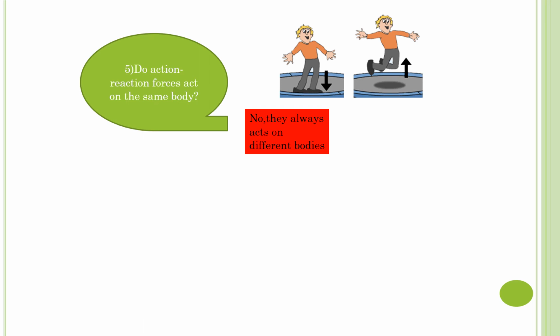And then one more question they ask here: why don't the action and reaction forces cancel out each other if they are equal in magnitude? They don't cancel out each other even if they are equal in magnitude because they always act on different bodies. Forces only cancel out each other's effect when they act on the same body. If they don't act on the same body, they will not cancel out each other's effect.